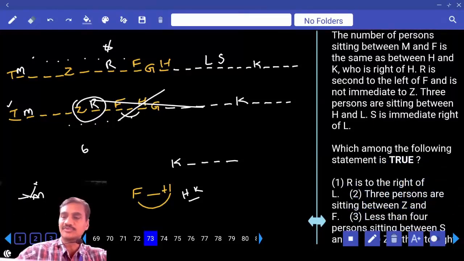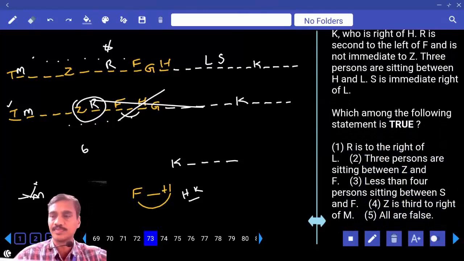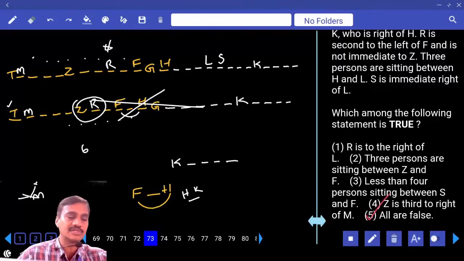And according to this one, which among the following statements is true? R is to the immediate right of L, that is false. 3 persons between Z and F, that's again false. Less than 4 persons sitting between S and F, that's again false. And Z is third to the right of M. That is definitely fourth to the right of M. Hence, what is your answer? All are false. That is choice 5 for question number 73.